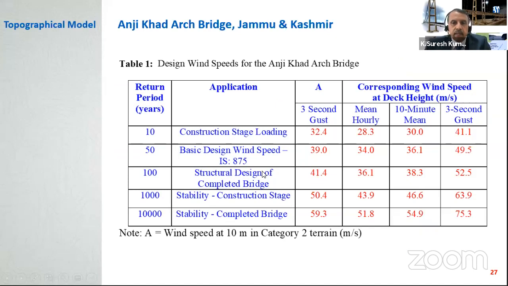And finally, the outcome is we predict mean hourly speed, 10 minute speed, as well as 3 second speed at the deck level, and this can be utilized for design. All I wanted to say is many bridges are coming in tougher terrains where the code speed is not really applicable because the local flow is going to get affected by the mountains.